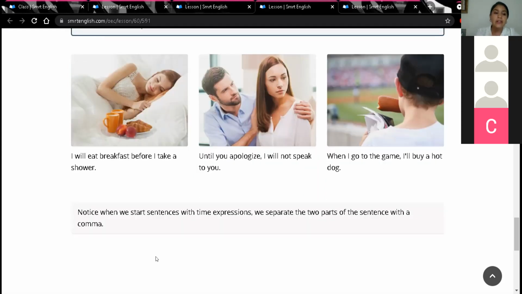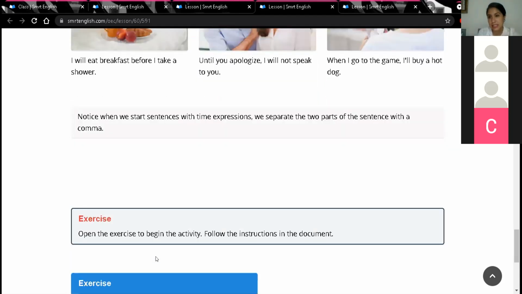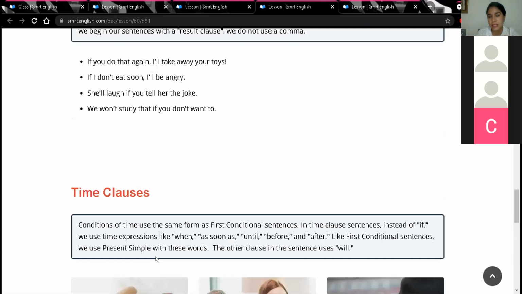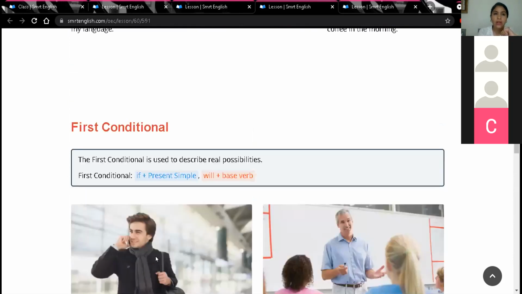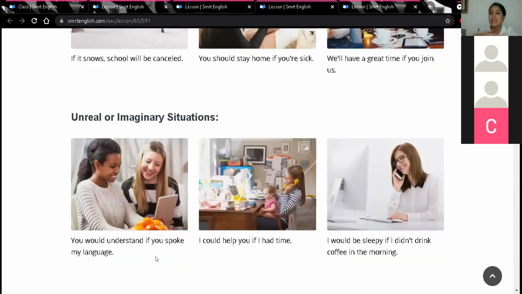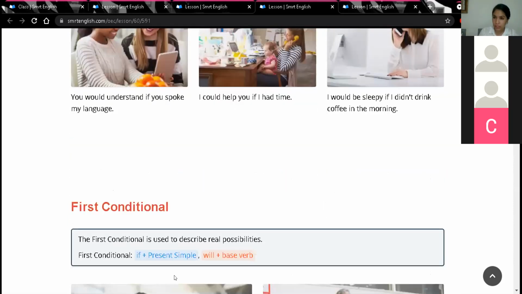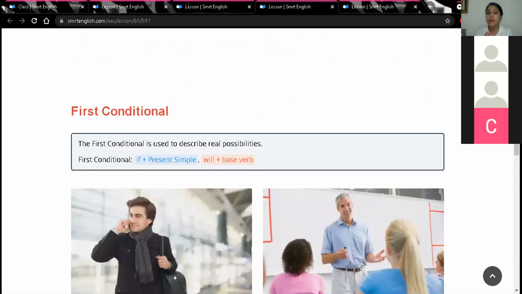It says here, notice when we start sentences with time expressions, we separate the two parts of the sentences with a comma, as I said before. Now, up to this part, we're just focusing on the first conditional, the one that is real. For imaginary situations, it's a different structure: if plus the past tense, and then would plus the infinitive. We'd understand if you spoke. This is just imagining, it's not real. But we're focusing on the first conditional, and the structure is if, present simple, plus will, and the will is with a base form.